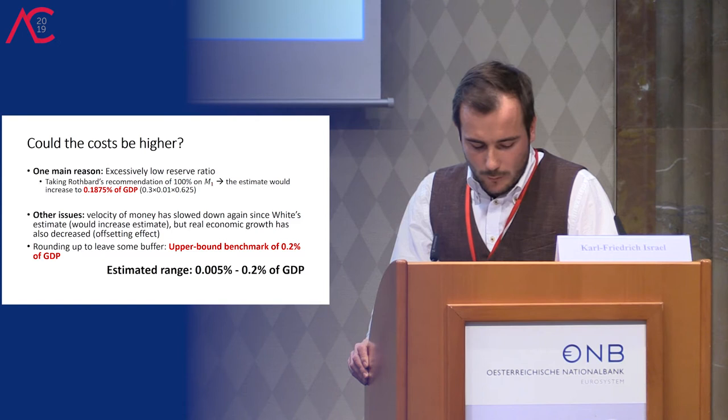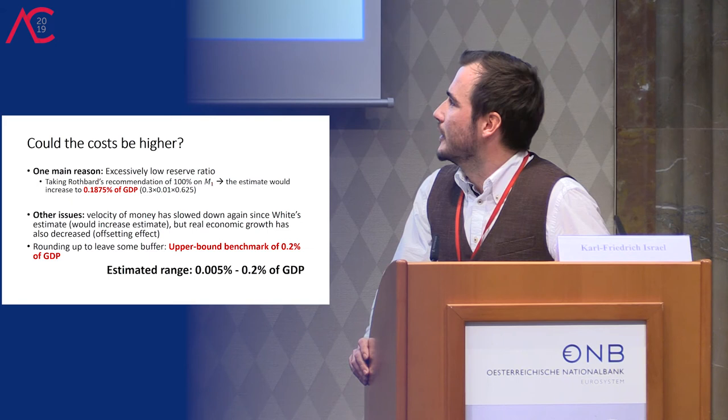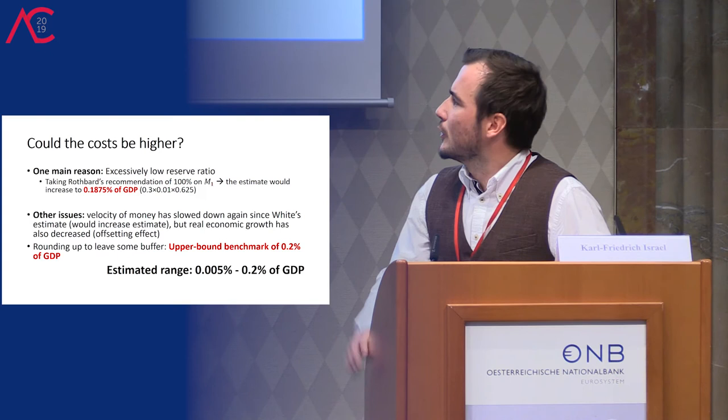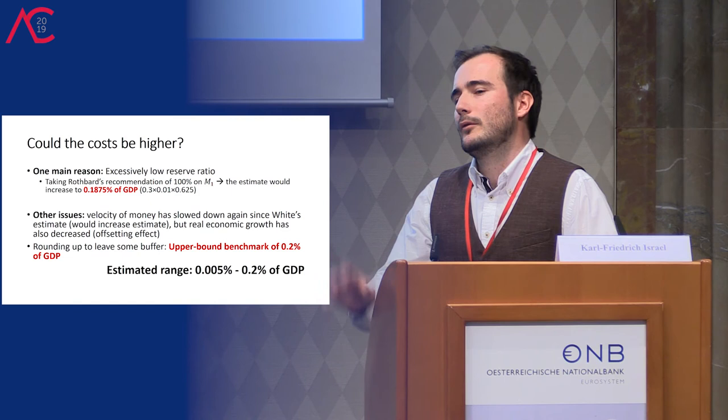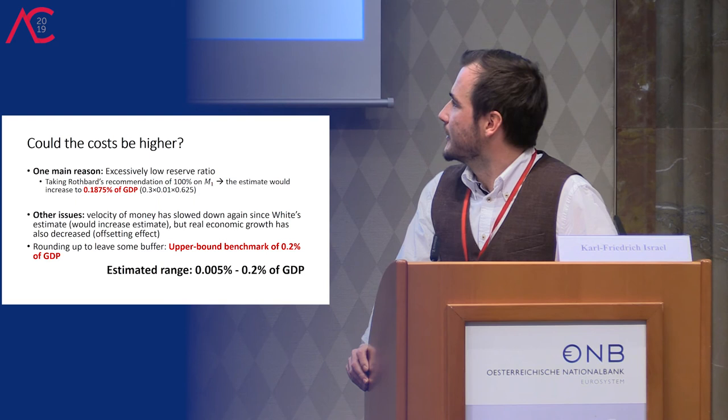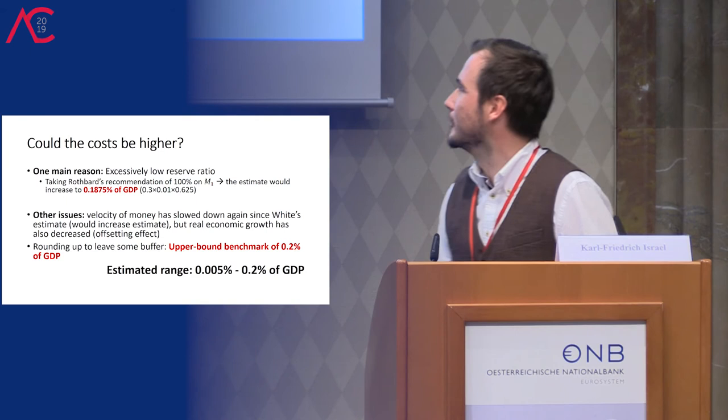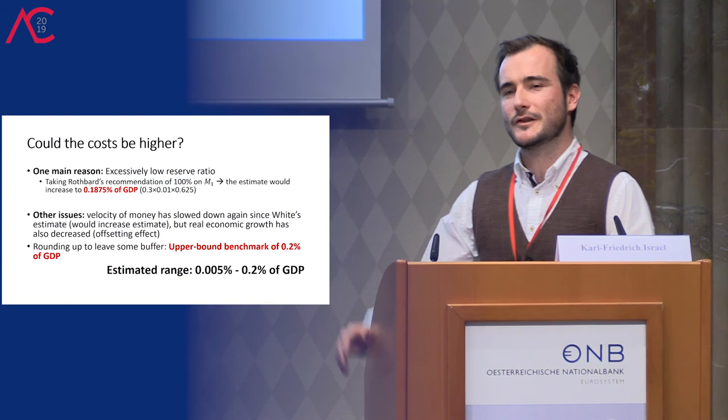Okay, then you can argue in other directions, can say, well, the velocity has changed, real economic growth has changed. So we round this number up and say, okay, we have an upper bound benchmark of 0.2% of GDP every year for a 100% gold standard on M1. And this gives us a range of estimated values. Okay, we have a very optimistic lower bound, 0.005%, and 0.2% of GDP. Those are the costs that we want to save with a fiat money system.